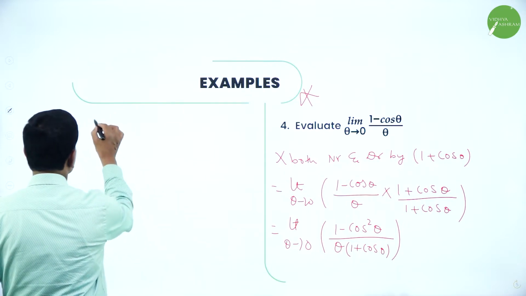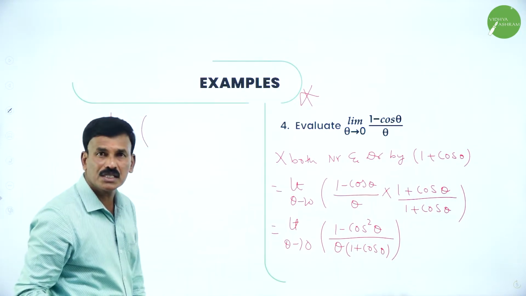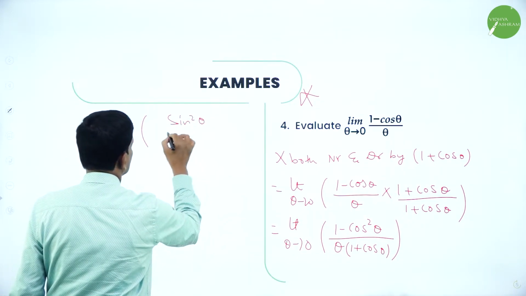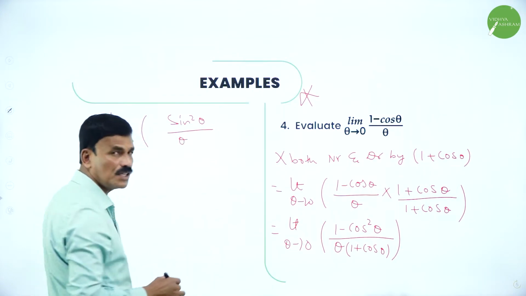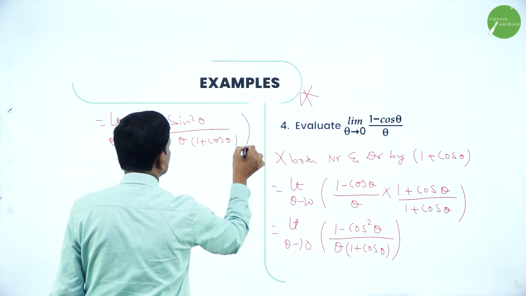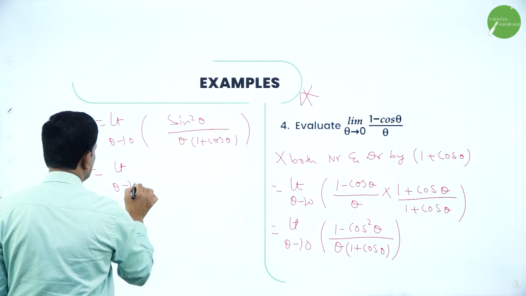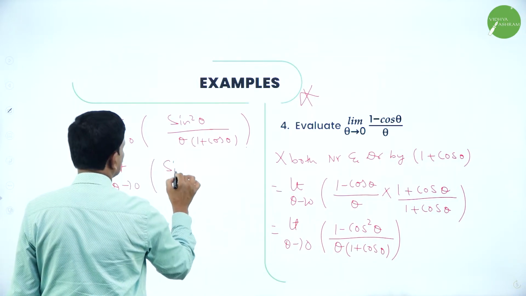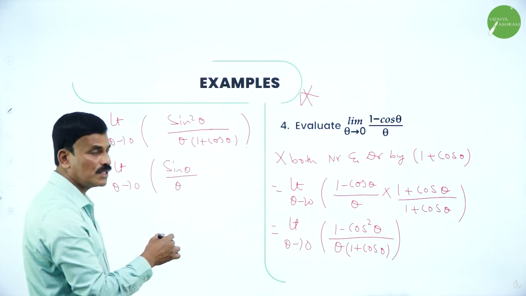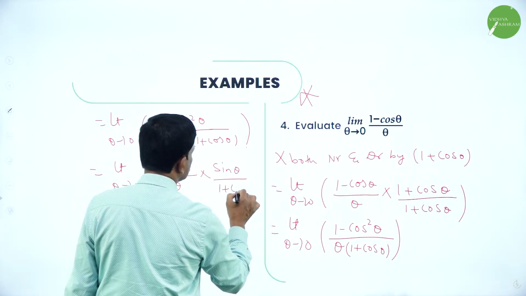Now this can also be written as limit theta tends to 0. What is 1 minus cos square? 1 minus cos square is sin square theta. Sin square theta divided by, in the denominator we have theta into 1 plus cos theta. Right. Now this can also be written as, split this, limit theta tends to 0. Sin square can be written as sin theta into sin theta. Now let us write sin theta by theta, and the remaining one sin theta divided by 1 plus cos theta.